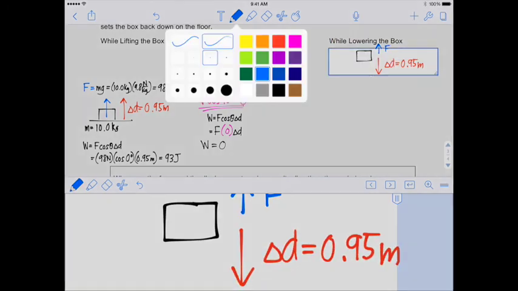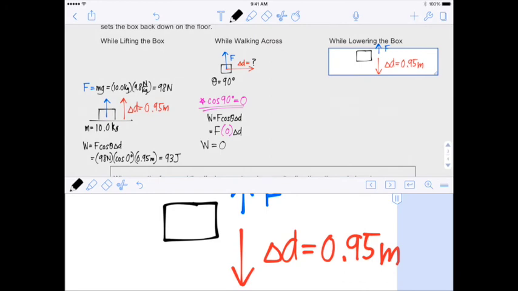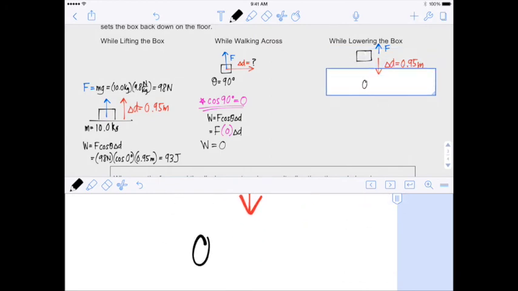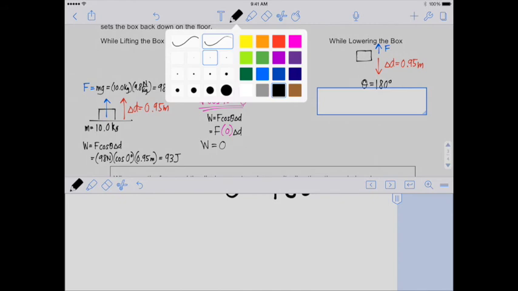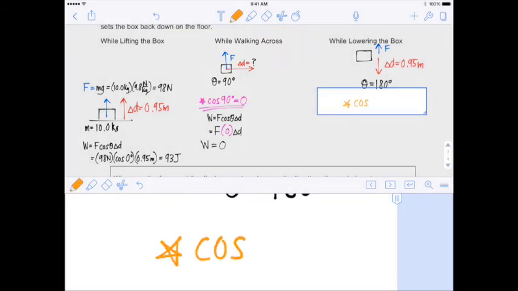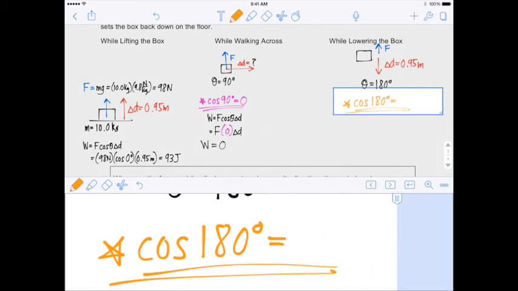So what will the angle in between the force and the displacement be? 180 degrees. So I want you to, in your calculator, type in cos of 180 degrees. And the answer is -1. This is always the case.